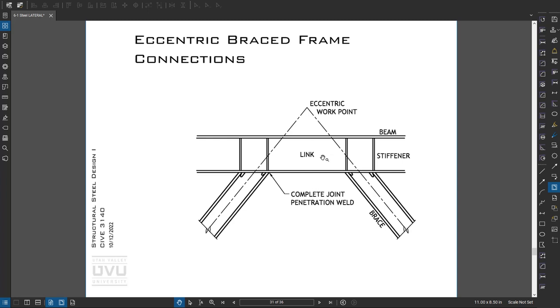Eccentric brace frames, the work point is off of the member, usually above in this case. However you look at it, there's basically a gap between the two members where their work points intersect with the beam in this case. And what that does in practice is a lot of yielding happens in this link, and that's what gives us the ability to absorb energy, and then hopefully it's fairly easy to repair.